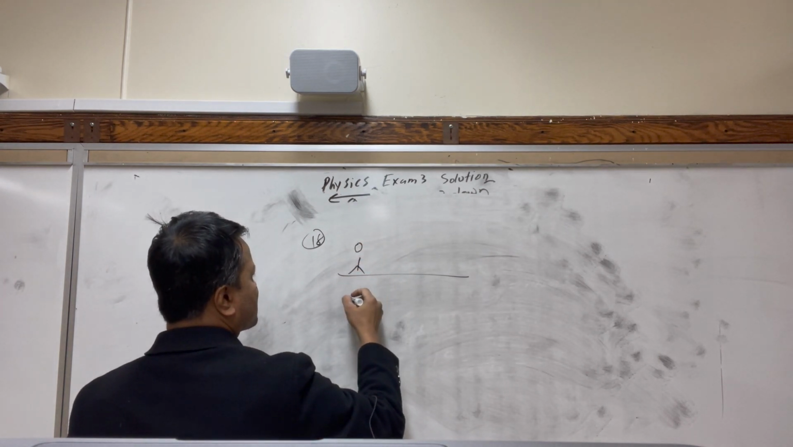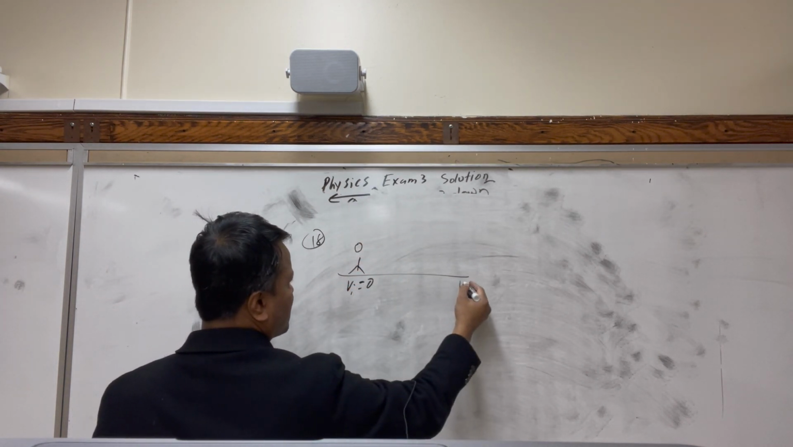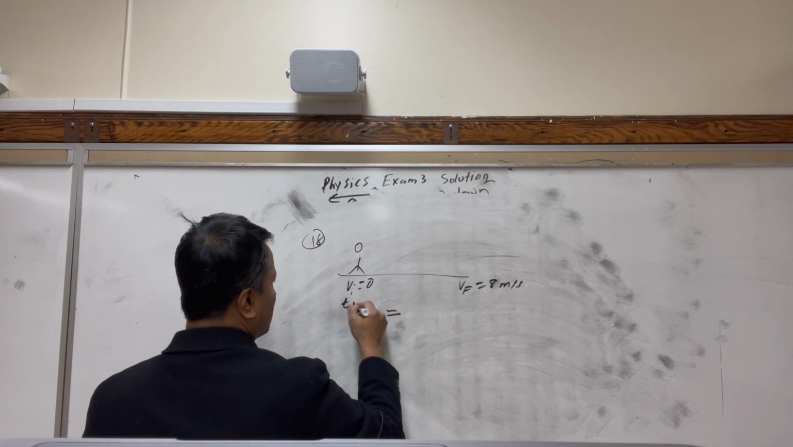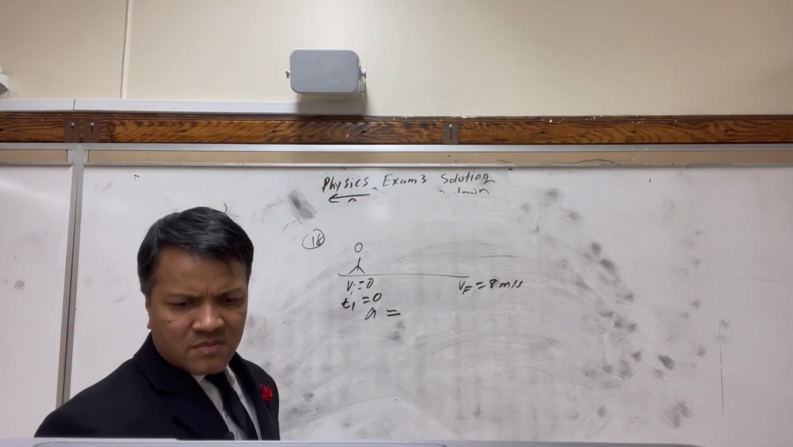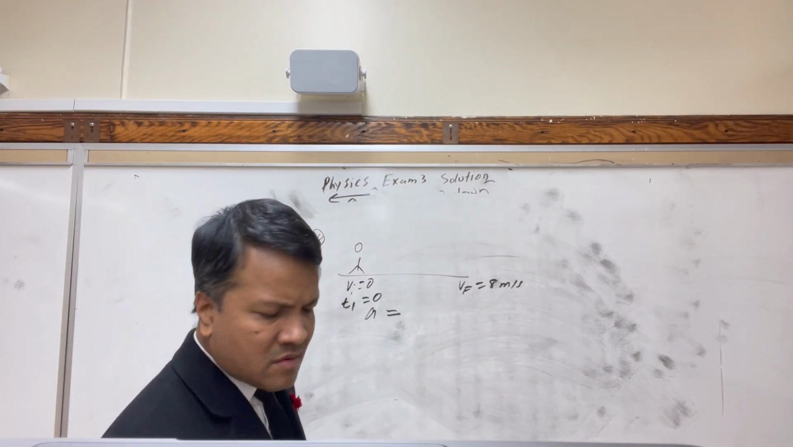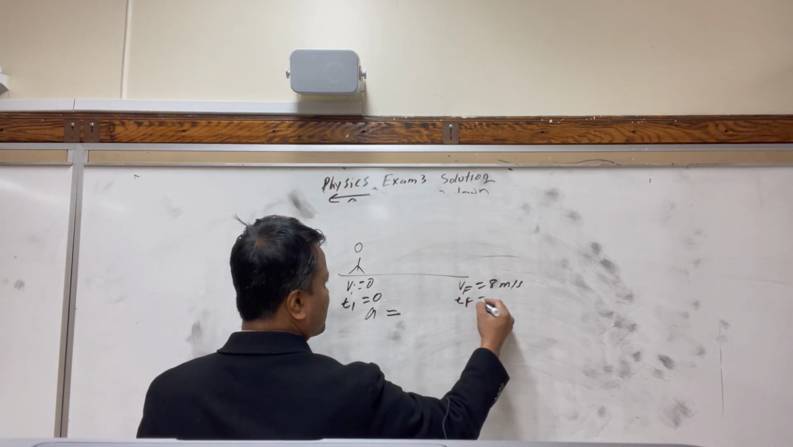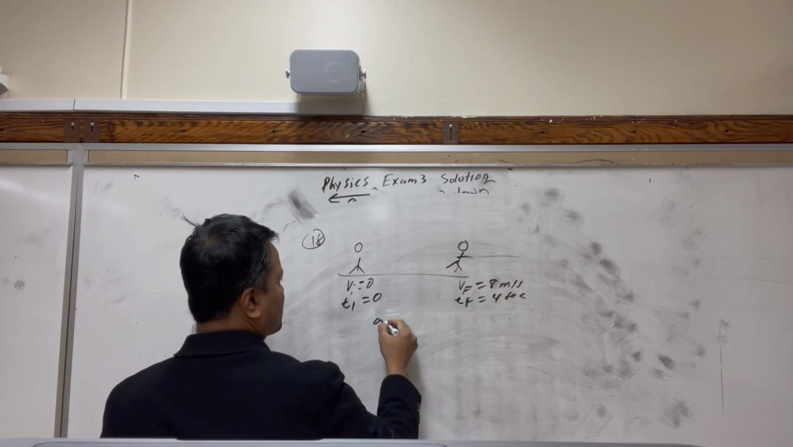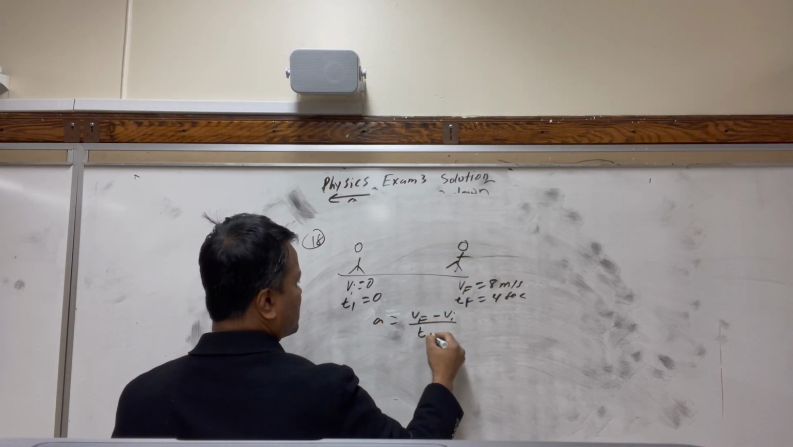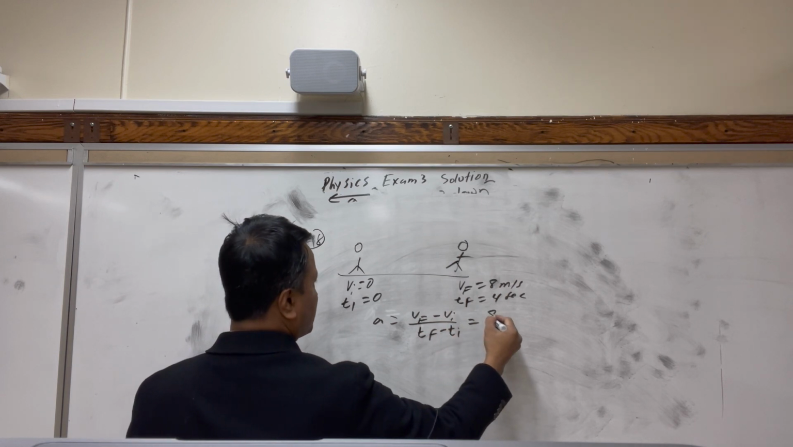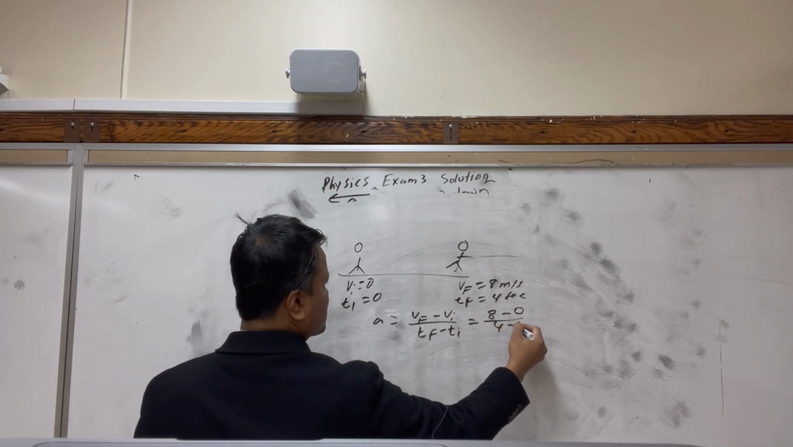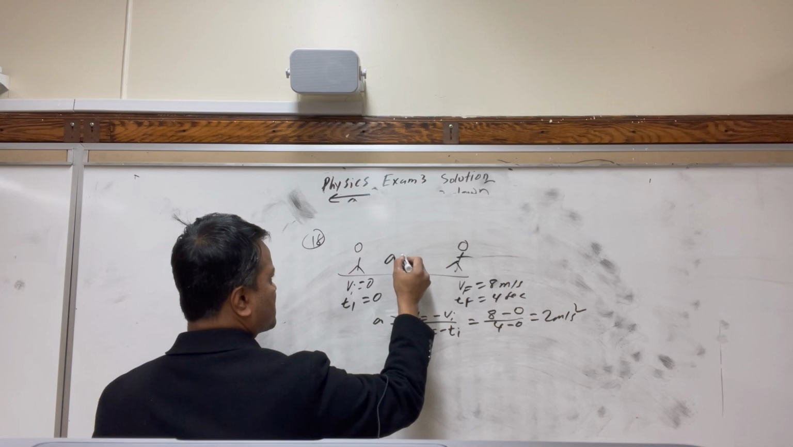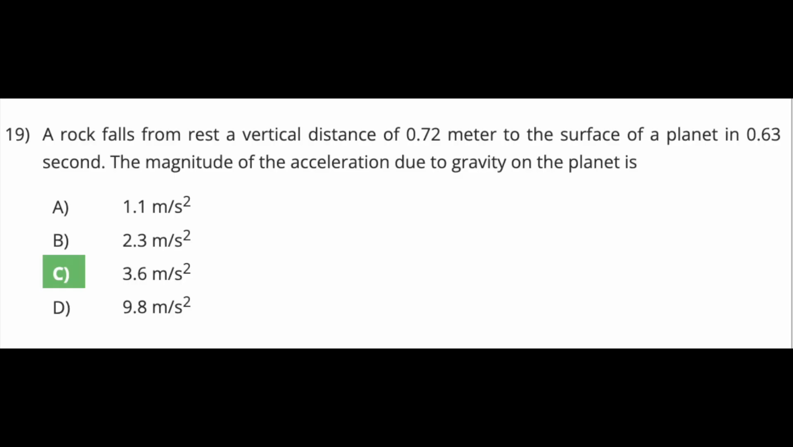A runner starts with, say, zero initial velocity and final velocity is 8 meters per second. So he uniformly accelerates, let's give you the time, he accomplished this in 4 seconds. So acceleration is of course Vf minus Vi over Tf minus Ti. So Vf is 8 minus 0 over 4 minus 0, so 2 meters per second squared. All right, so the acceleration is constant, 2 meters per second squared.